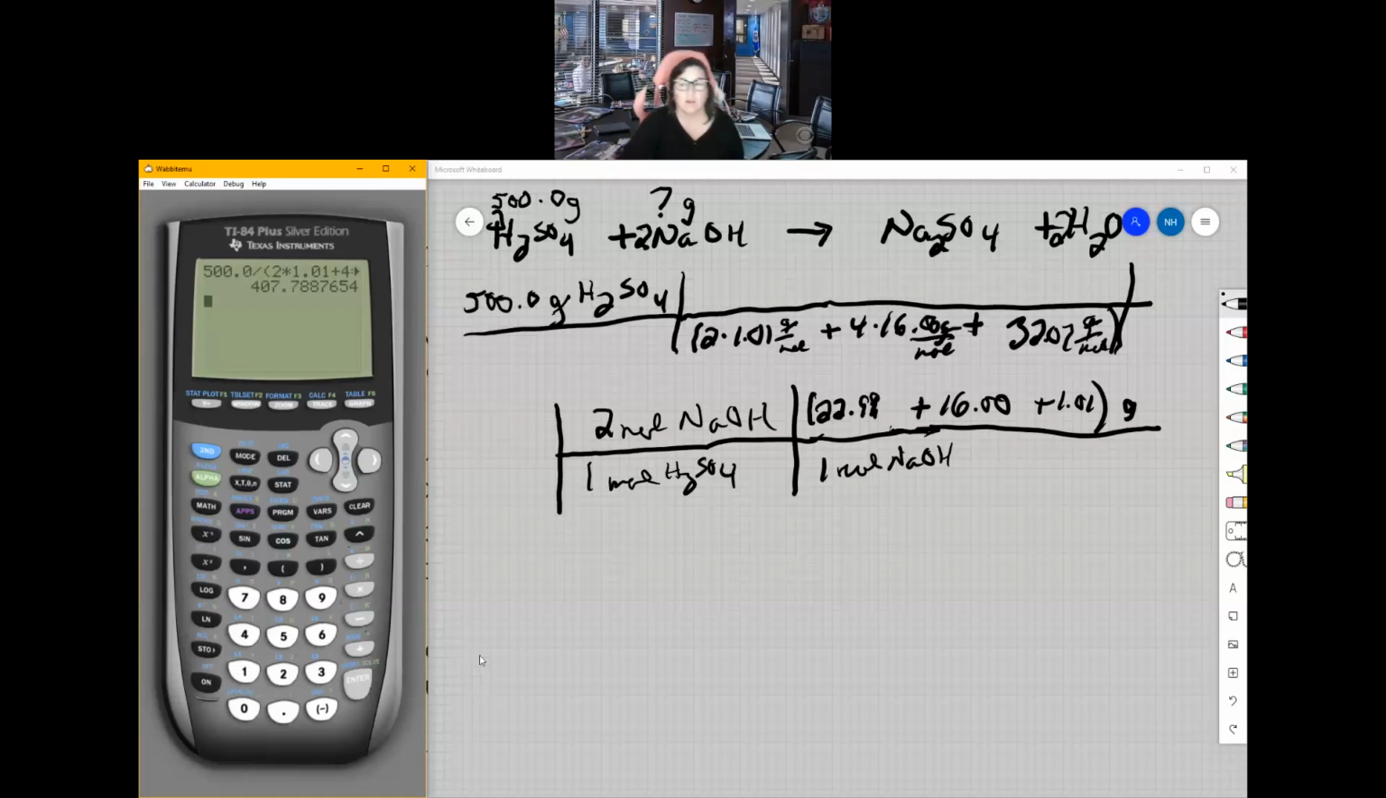407.787. Okay, how many sig figs do I need? Well, I started with 4, but the 1.01 is 3. So I'm going to need 3 sig figs. That means my answer is 408 grams. Okay. That's how much NaOH I require to be able to convert all of that H2SO4 into product. Okay? So that's that particular calculation. Awesome.